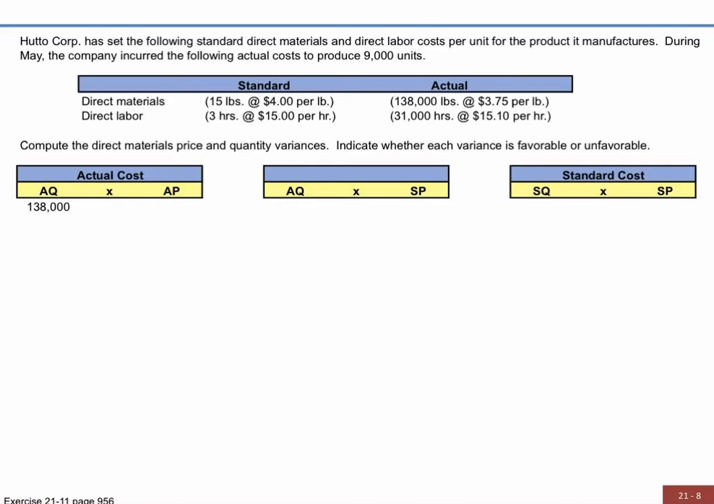Our actual quantity here in terms of direct materials is going to be 138,000 pounds. And the actual price is going to be $3.75 per pound. So that's going to give us $517,500 for a direct materials cost. We're just going to copy the 138,000 over, and we're going to include standard price as $4 per unit. And that is going to be based on the first column there under standard where it says 15 pounds at $4 per pound. So that's where that's coming from. And that's going to be 552,000.